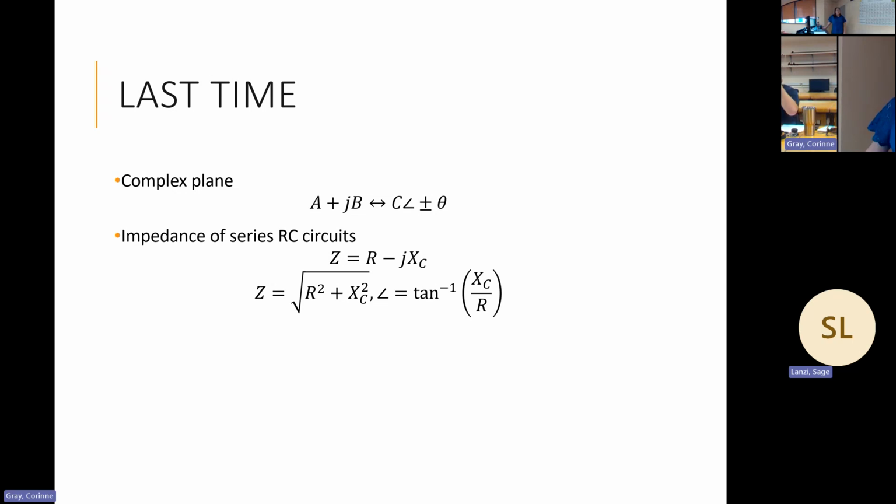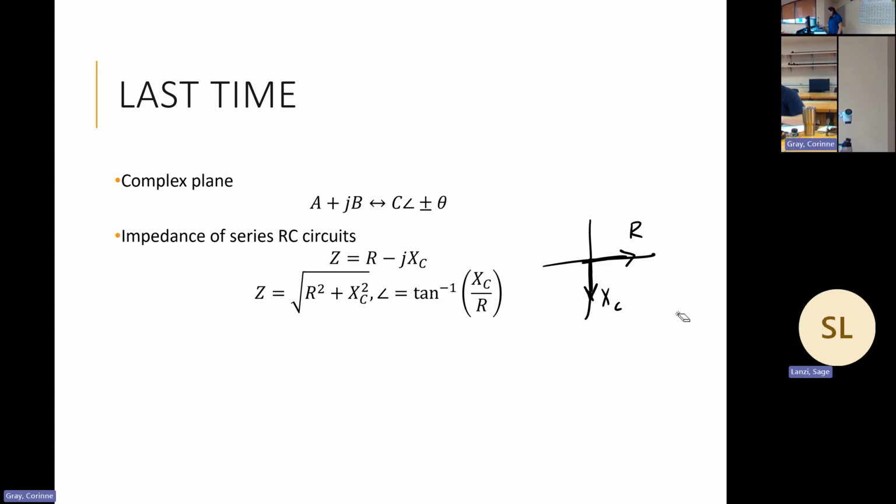We then went through and talked about for a series RC circuit, how to write out our value for Z here. So our impedance. So our real term is going to be the resistance term, the imaginary term being our capacitive term. So that minus J is rotating at 90 degrees. So if we were to draw out that phasor, we'd have R over here. And down here to some value, we would have our XC value.